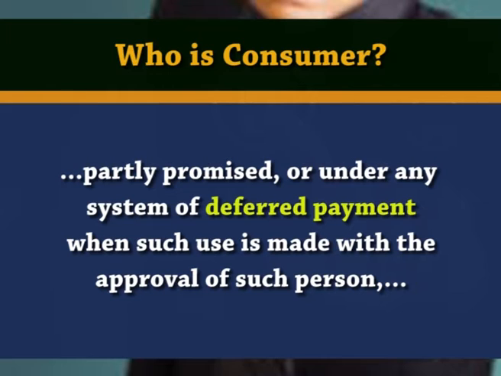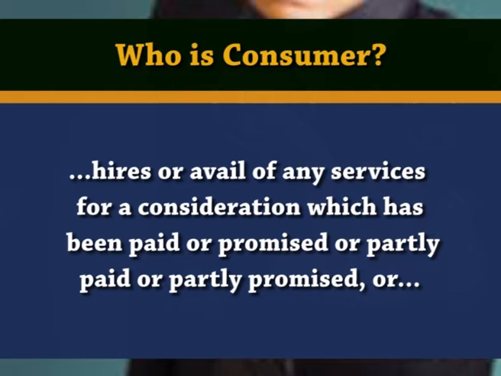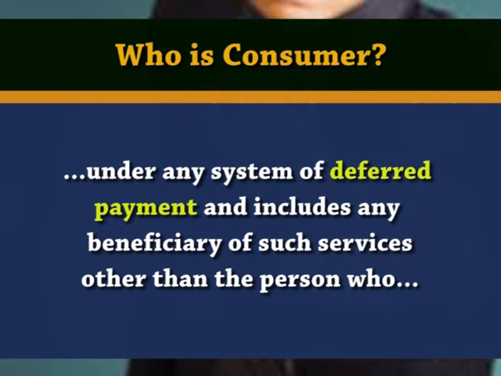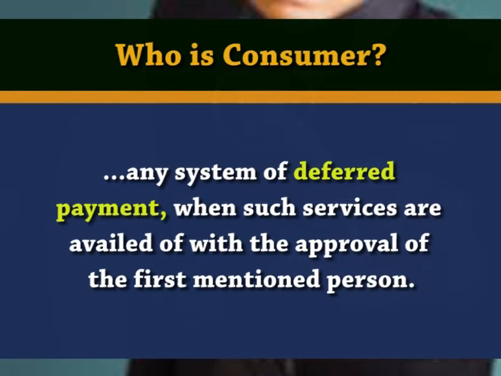system of deferred payment, when such use is made with the approval of such person, but does not include a person who obtains such goods for resale or for any other commercial purpose, or hires or avails of any services for a consideration which has been paid or promised or partly paid or partly promised, or under any system of deferred payment, and includes any beneficiary of such services other than the person who hires or avails of the services for the consideration paid or promised or partly paid or partly promised under any system of deferred payment, when such services are availed of with the approval of the first mentioned person.